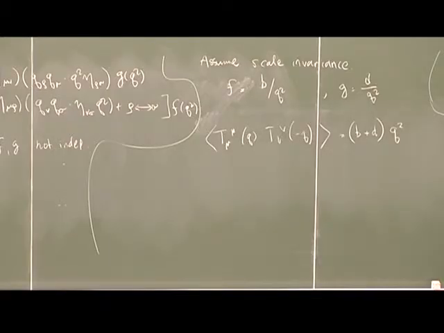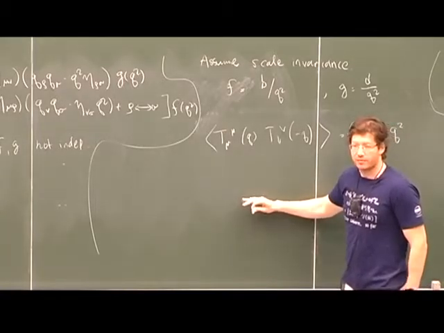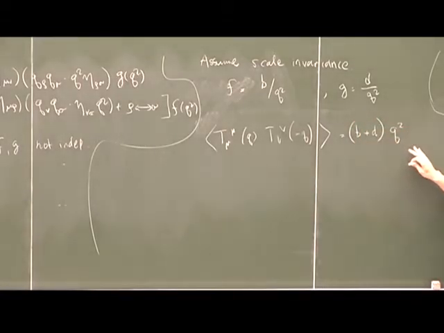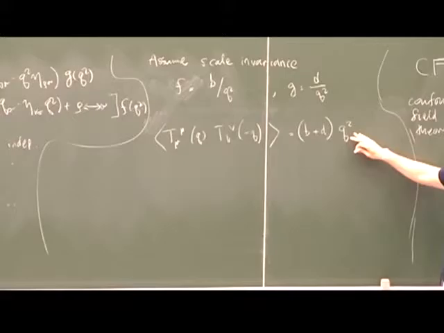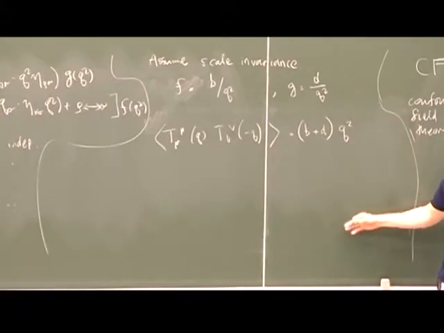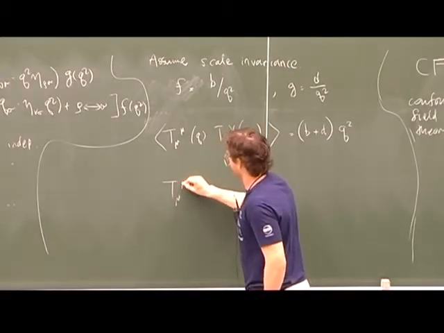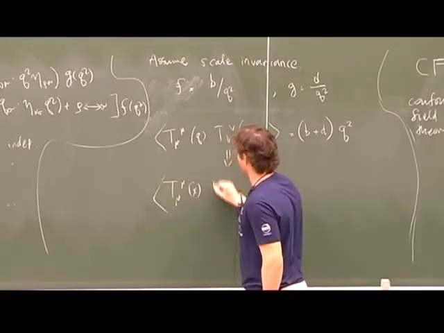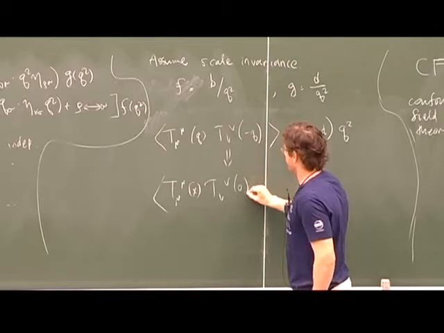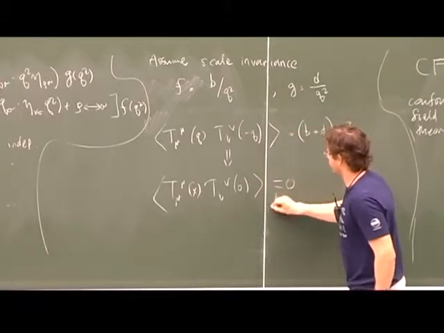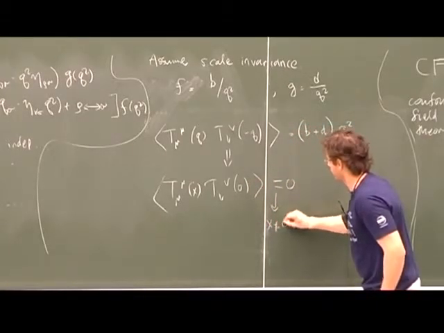Okay, this is something that one finds straightforwardly by just tracing over the indices mu and nu. Now, one can transform this back to position space. This is a polynomial in momentum. The Fourier transform of a polynomial in momentum is a delta function in position space. So this means the following thing, that T mu nu at x and T nu nu at 0 is 0 for as long as x is not equal to 0.